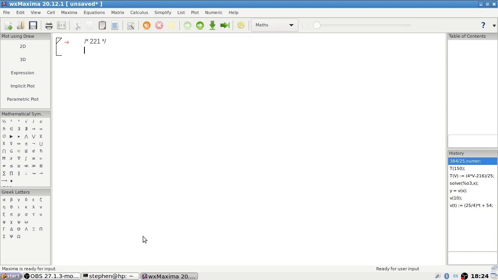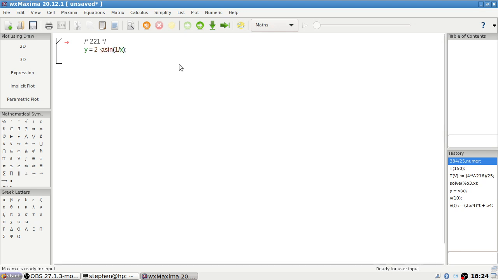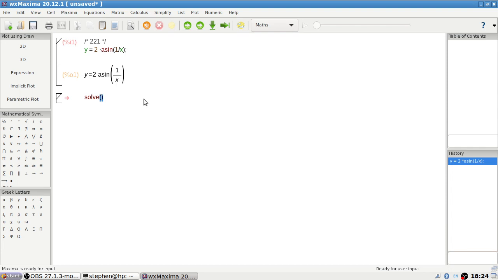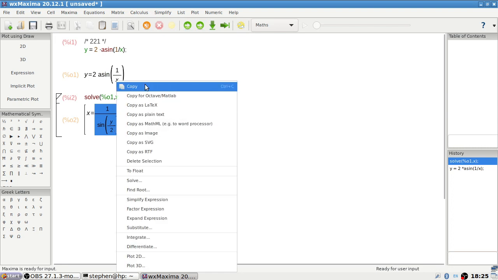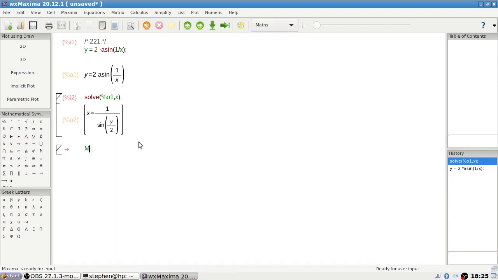Okay, so let's get the inverse function first. y equals 2 times arcsine 1/x. And then we want to solve %o1 for x. Then I'll copy this. Then we can make our inverse function, which we'll call the Mach, not the Mach number, the Mach angle, which is called mu. So I'll just call that function mu.